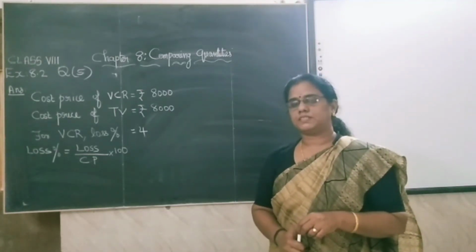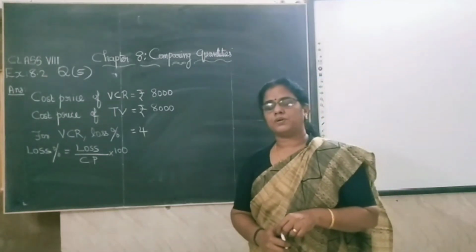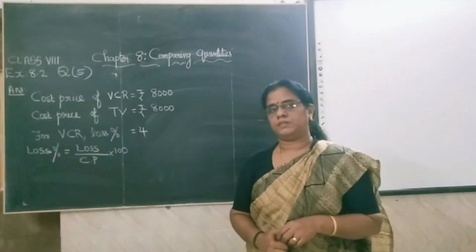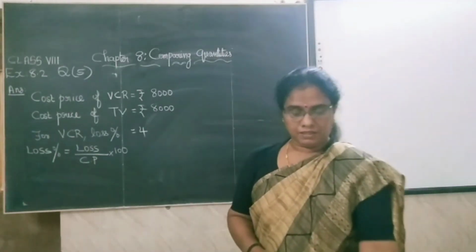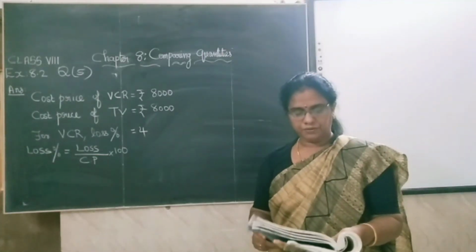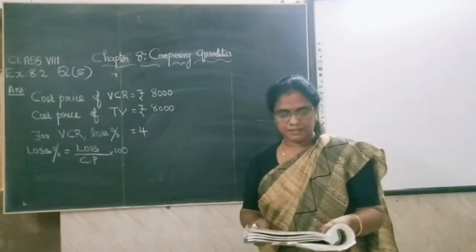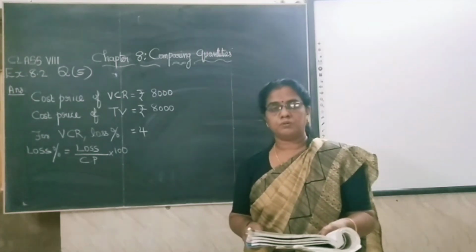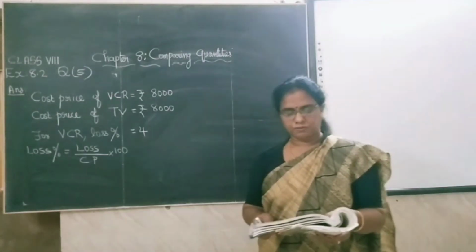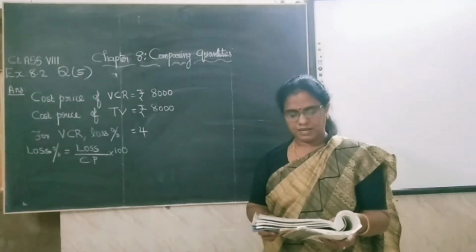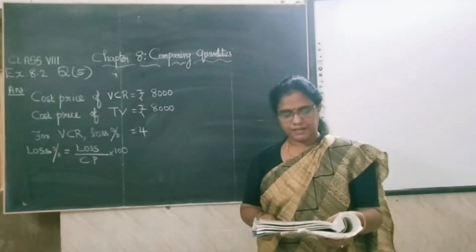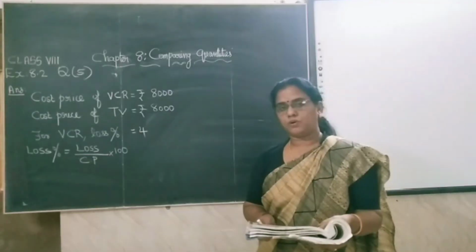Today in this video we will discuss chapter 8, comparing quantities, exercise 8.2, question number 5 onwards. Now listen to page number 125, question number 5. A VCR and TV were bought for rupees 8,000 each. The shopkeeper made a loss of 4% on the VCR and a profit of 8% on the TV. Find the gain or loss percent on the whole transaction.